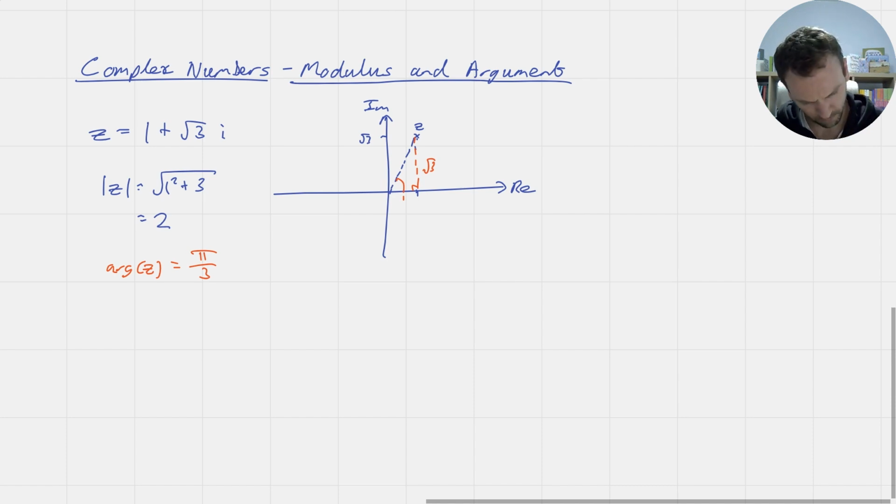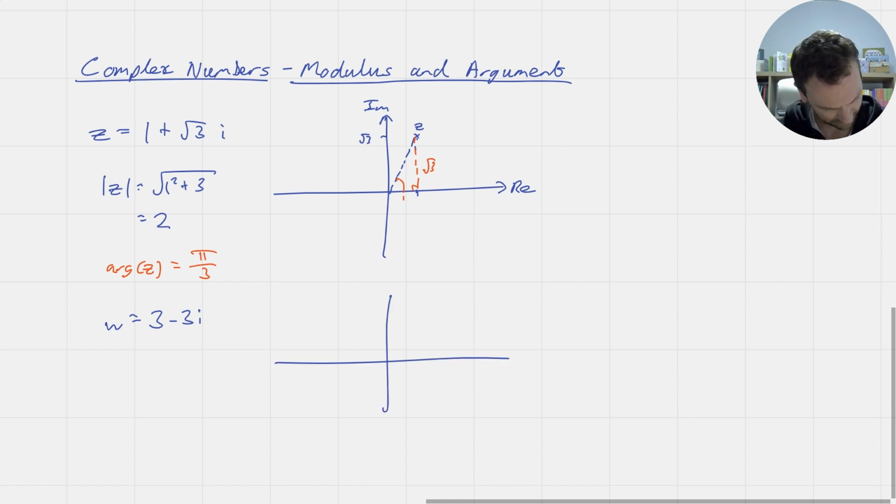I wanted to look at one more, because what happens if we don't have a complex number in that quadrant? How do we deal with the argument in that case? So let's consider we've got w, which I'm going to say is 3 subtract 3i. I'm going to draw a fresh Argand diagram here, otherwise my scale is going to be slightly off. But 3 across and 3 down, we're going to have somewhere like this. Because the imaginary part's negative, we're now in this quadrant, and that's going to be our complex number w.